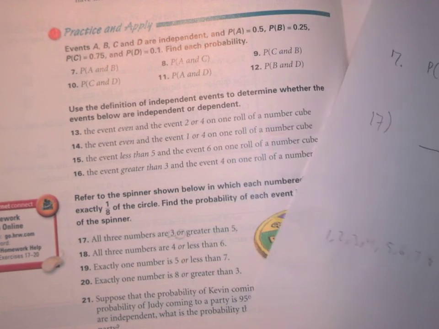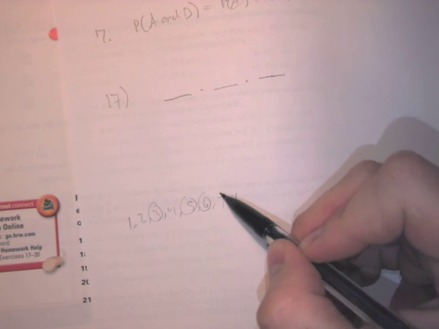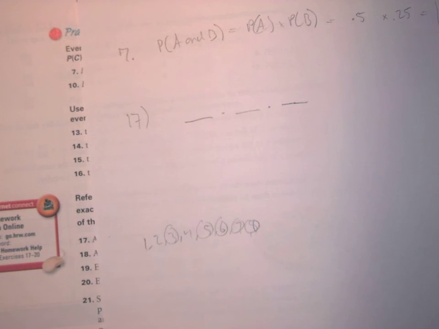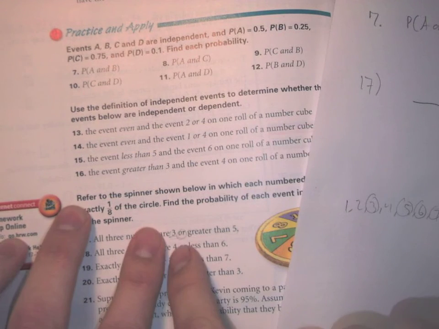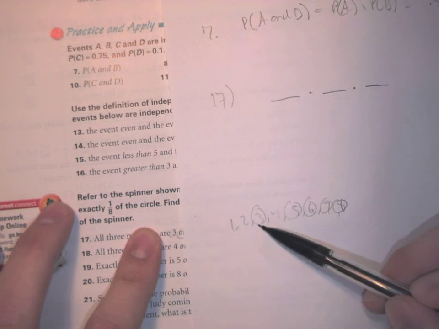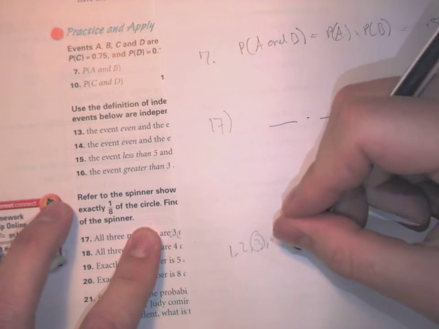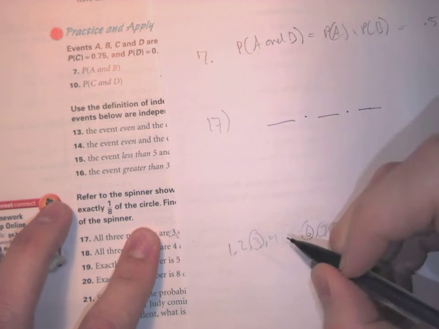Which ones are 3 or greater than 5? This one, this one, this one, this one, and this one. Okay? So these are the "or" part right here, this means we're going to add them together, add the probabilities. Right? What's the probability of getting a 3? 3 out of 8. Oh sorry, it's not 5 or greater, it's greater than 5.